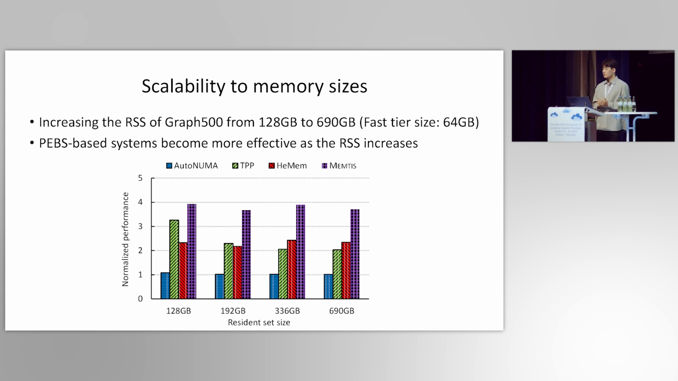HeMem uses PEBS, thereby showing consistent performance improvement and outperforming other systems if the RSS is larger than 300 gigabytes. And MEMTIS also uses PEBS and optimally classifies page hotness, thus it always shows superior performance in all cases. So this result clearly demonstrates the effectiveness of PEBS and the importance of precise hotness classification.